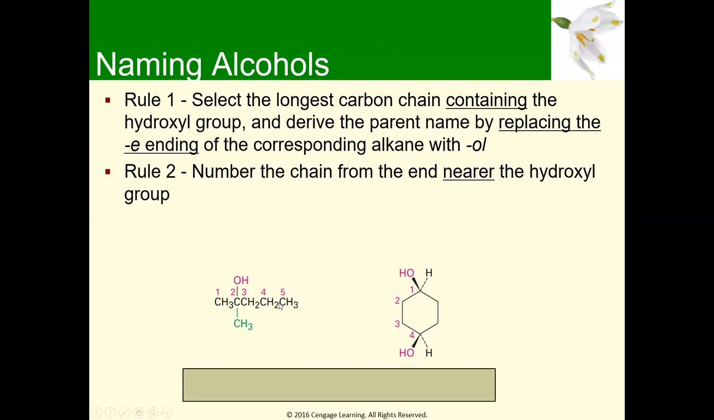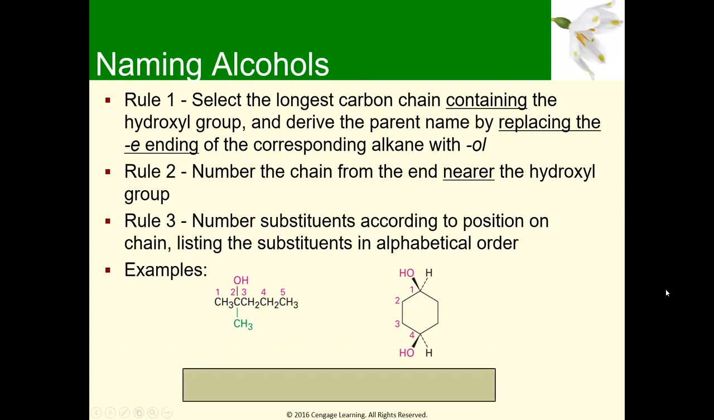So, you can see that in the example down here, the numbering goes from left to right because the OH group would be on carbon 2 instead of carbon 1, 2, 3, 4. Okay. And rule number 3, same thing as always, you list the substituents alphabetically with the numbers to indicate their relative positions. Okay, so for example, and before I reveal the answers, I'll just do this.